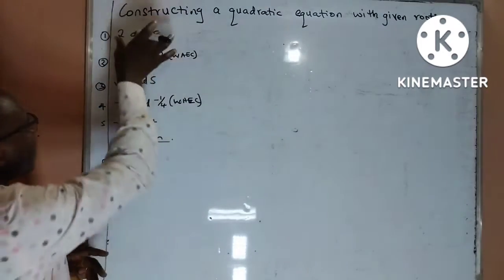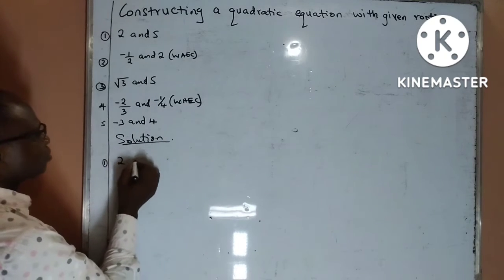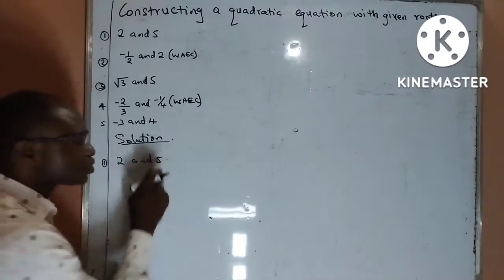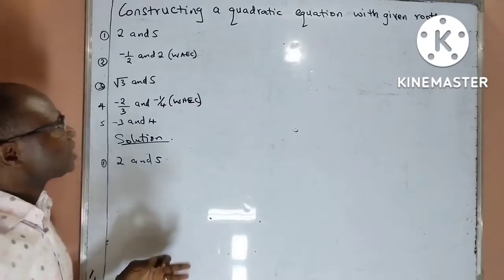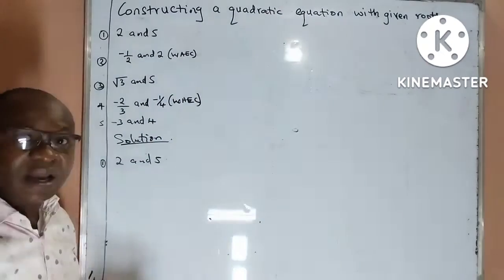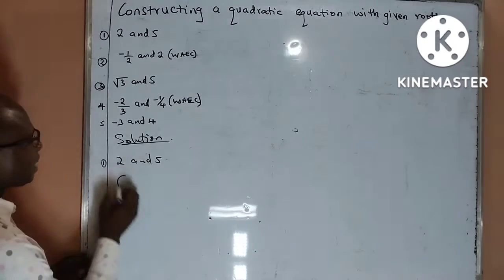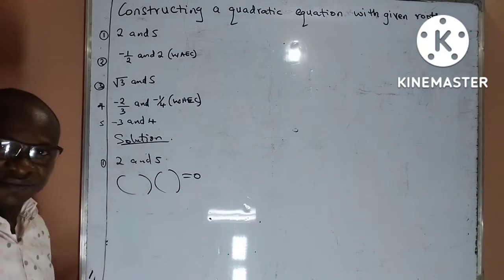Here, they have given us the roots. In question number 1, the roots are 2 and 5. They want us to use these roots to form the original quadratic equation. That is what the topic is all about. And to do that, it is pretty simple. Put two empty brackets together and equate it to 0.